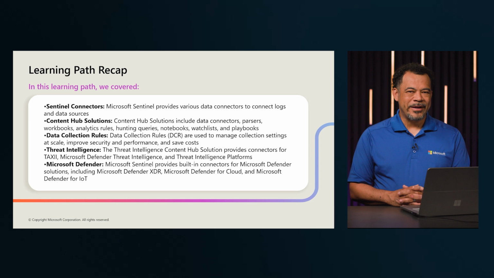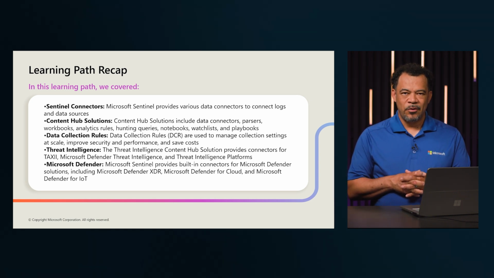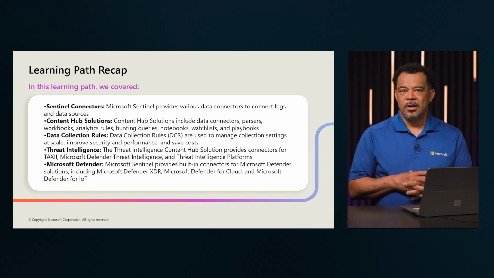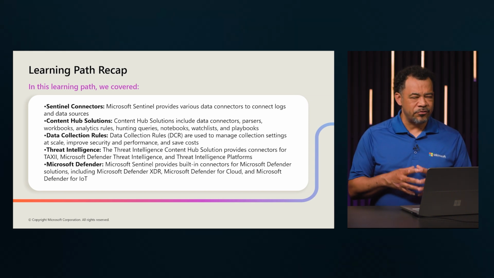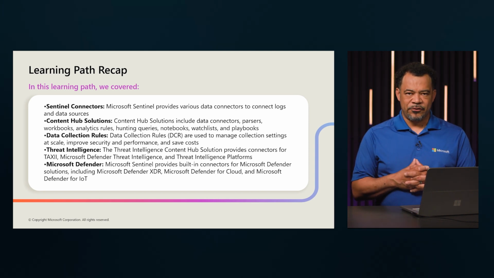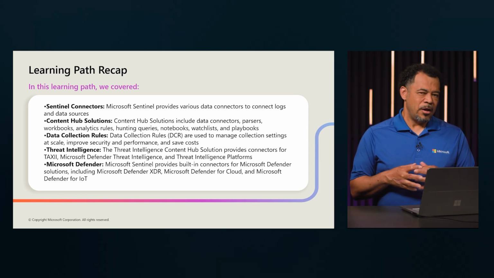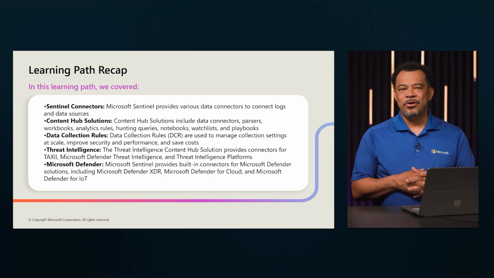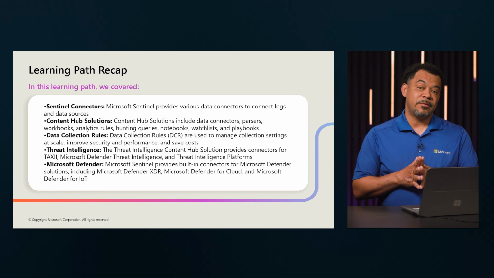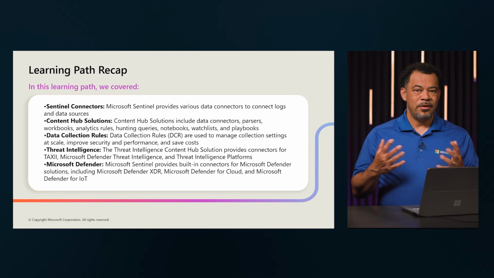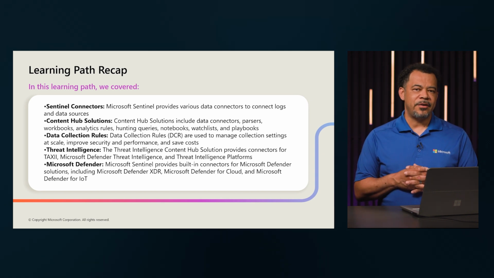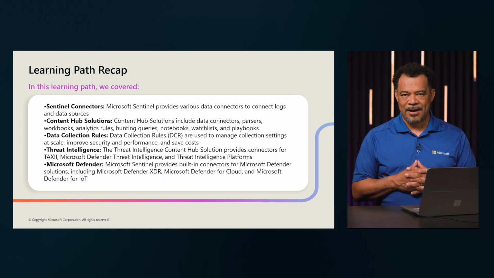In this learning path, we covered Microsoft Sentinel connectors. We talked about the different types of connectors and the types of data that they pull. We talked about the Content Hub solution. We looked at what it included, such as your data connectors, parsers, workbooks, analytics rules, as well as many other things. We talked about data collection rules and how they can be used to manage data collection within your environment. We also talked about the threat intelligence Content Hub solution, and how it provides connectors for the TAXII protocol, for Microsoft Defender Threat Intelligence, and the overall threat intelligence platforms.